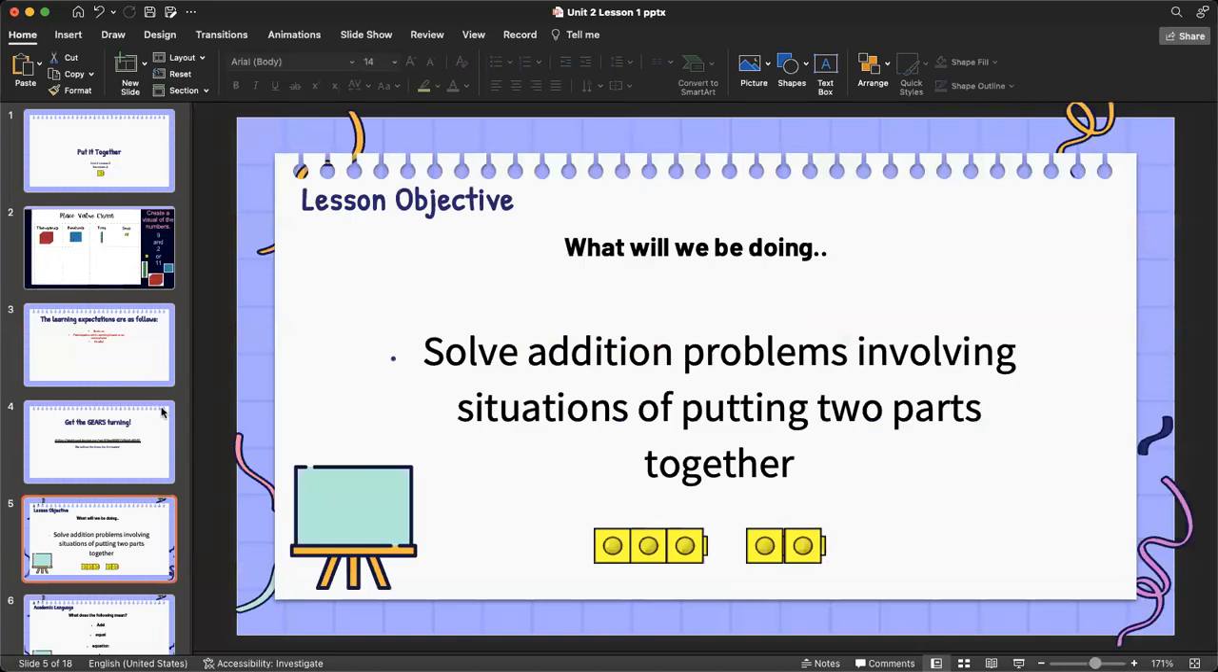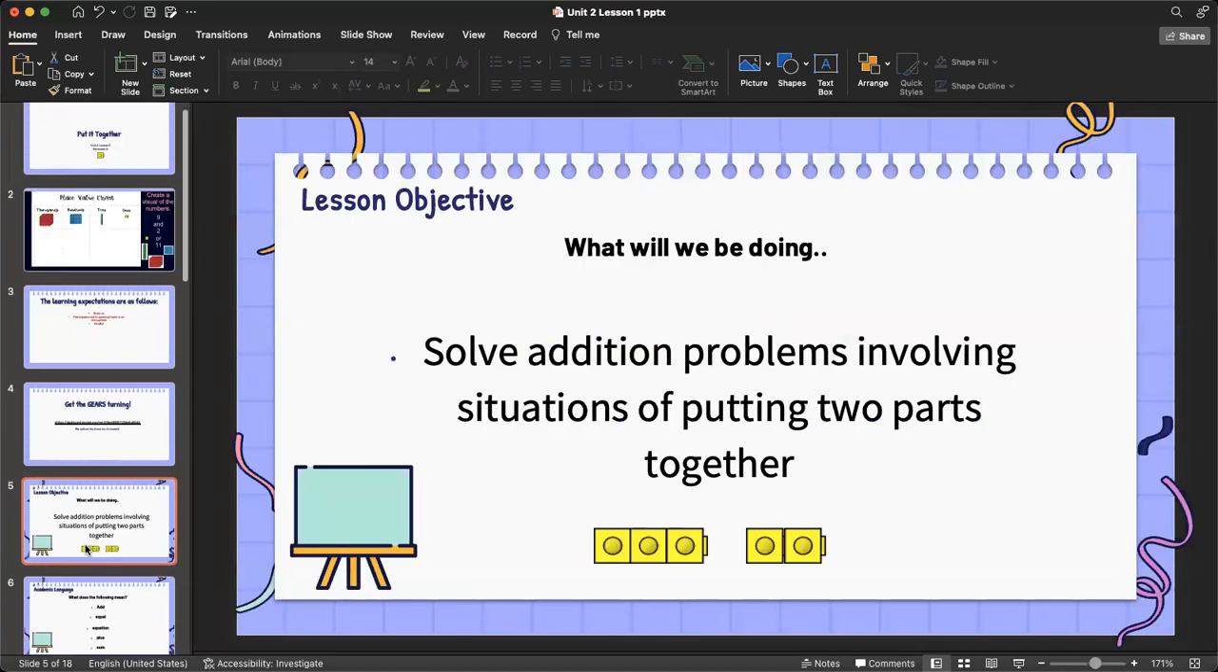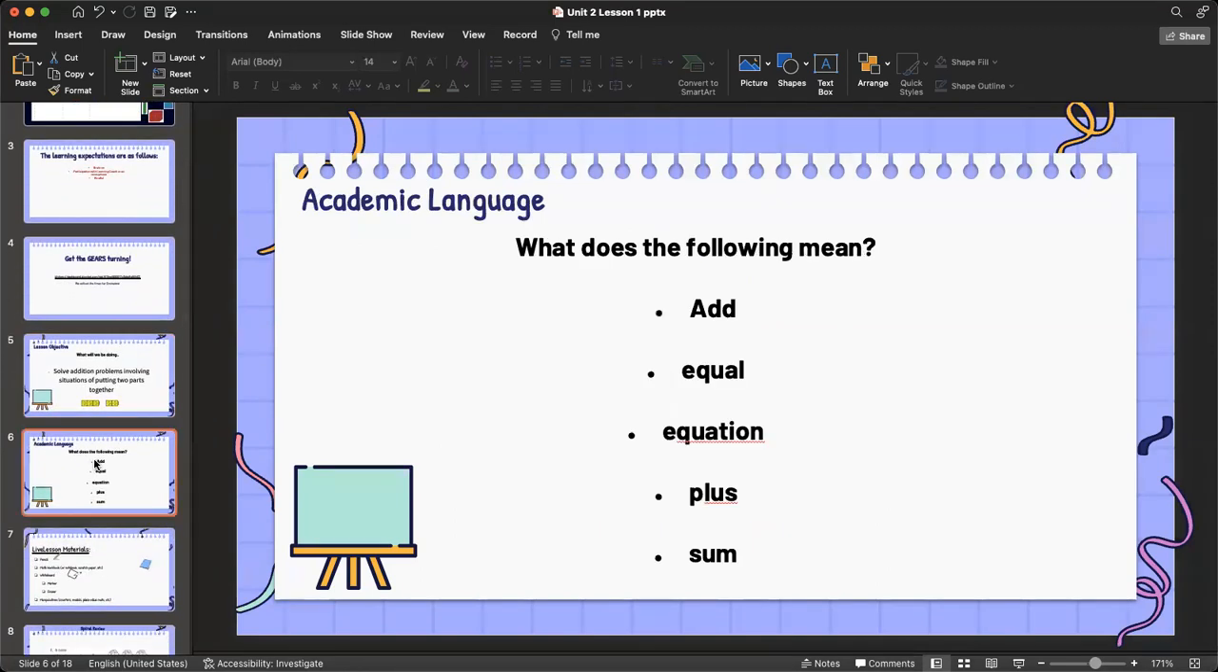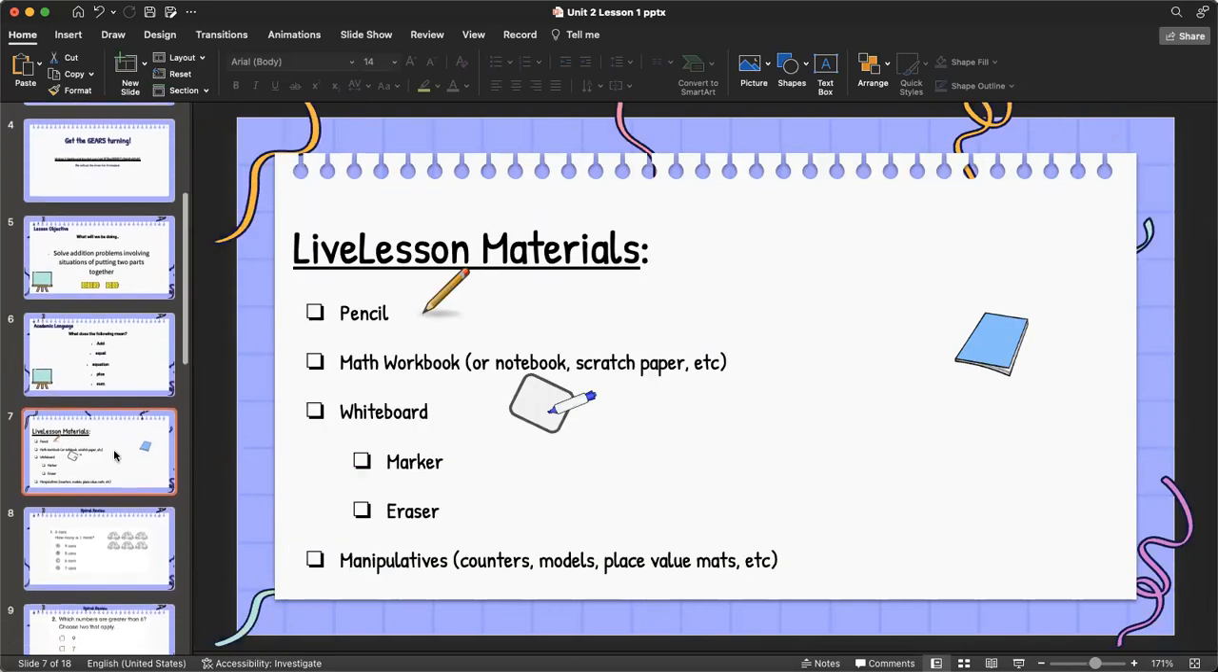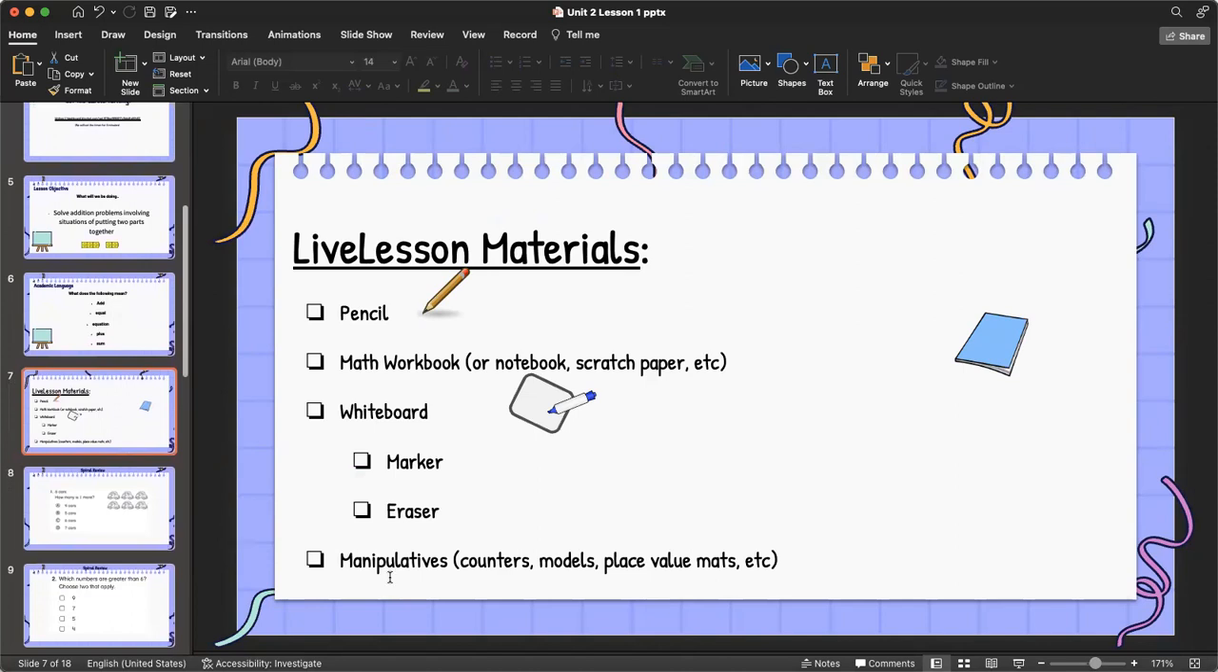Today, we're going to jump into solving addition problems involving situations of putting 2 parts together. Here are your words of the day. So essentially right now you'd be going through with your learning coach and talking about each one of these words. We're going to be talking a lot about these words this semester because they pretty much stay the same the whole time. Again, materials that you need today: you'll be using a whiteboard or paper and pencil as scratch paper so you can write things down or draw things out, or you can use the manipulatives, counters, models, place value, math, such like that.